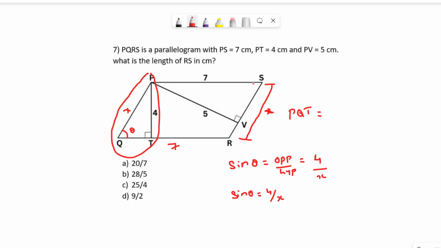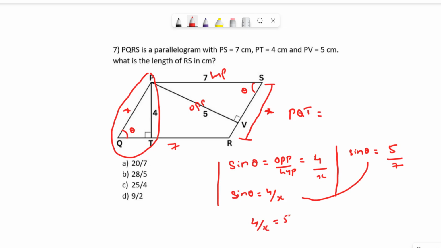So now I got sine theta equal to 4 by X. Similarly, you can see here, this is my angle theta. This is my opposite and this is my hypotenuse. From the second triangle, I can write sine theta equal to opposite over hypotenuse. Opposite is 5 and hypotenuse 7. Now these two are similar triangles, so I can equate these two, right? So 4 by X equals 5 by 7. Again, X equals 7 times 4 by 5, which is 28 by 5. So the right answer for this particular question is 28 by 5.